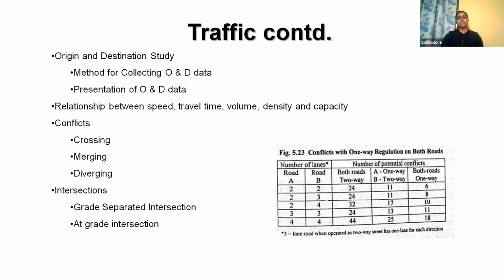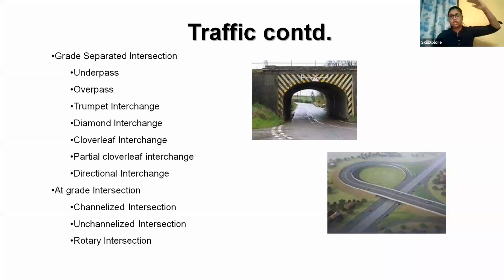Intersections also, there will be horizontal intersections and there will be grade intersections. Each of these will be addressed separately. If it is a grade separated intersection, then there will be underpass, overpass, trumpet interchange, diamond interchange, cloverleaf interchange, partial cloverleaf interchange, and directional interchange. One by one, we'll address all these intersections. And we'll also see in which areas we'll be giving these kinds of intersections, why we give them, and what the advantages and disadvantages of each of these intersections are. We'll address all these things one by one.